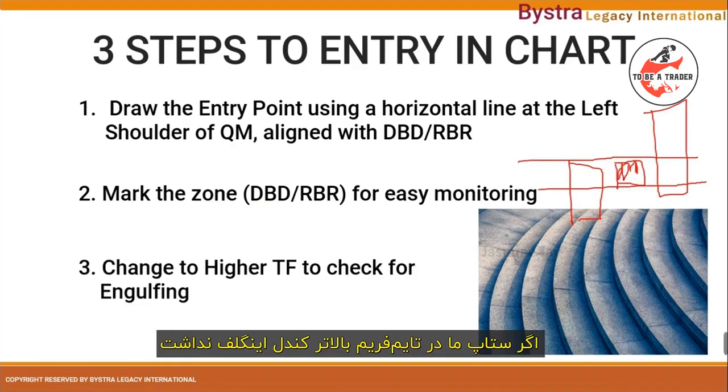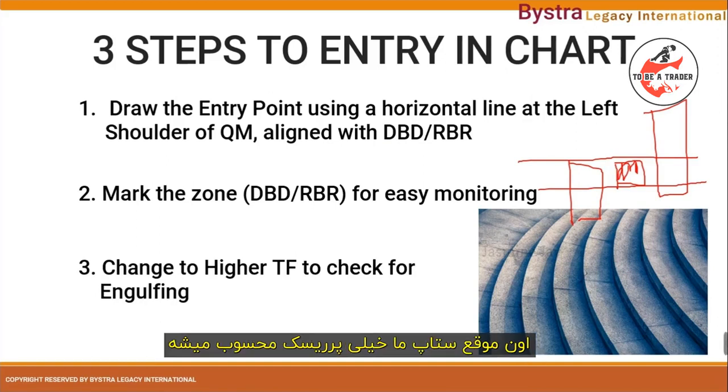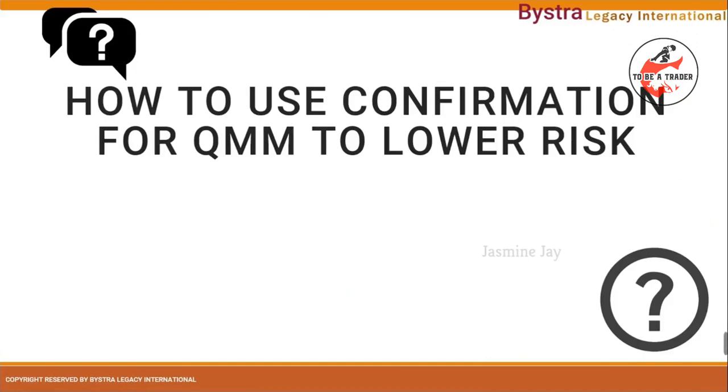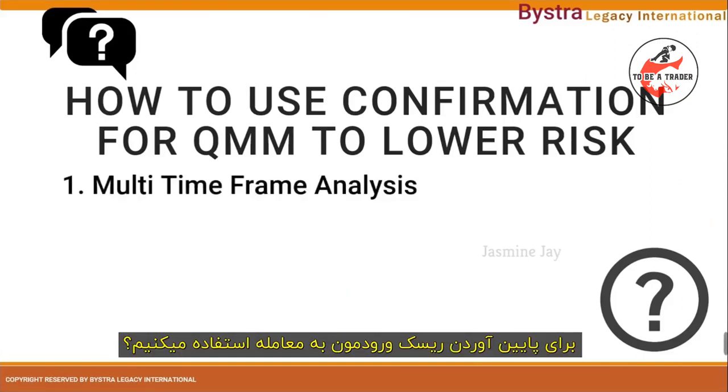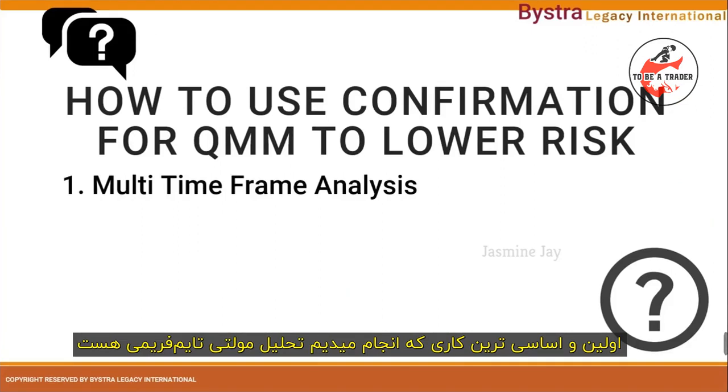If the setup doesn't have an engulfing on the higher time frame, then the setup will be considered very high risk. Please, when there is no confirmation, do not enter the trade. So how do we use the confirmation for QM to lower down our risk of entry? First is the key, the same thing that we always come back to again, the multi-time frame analysis.